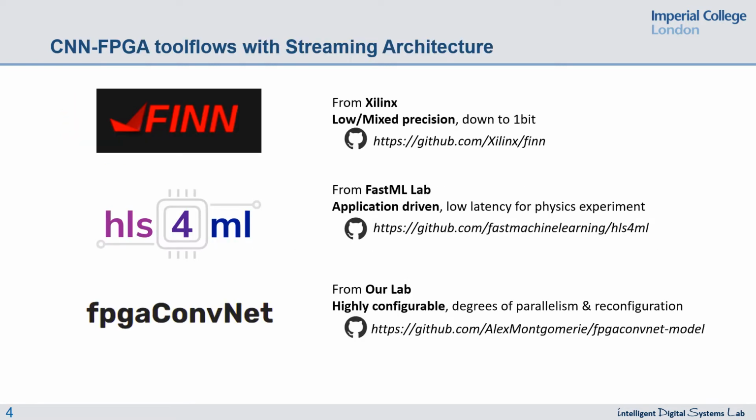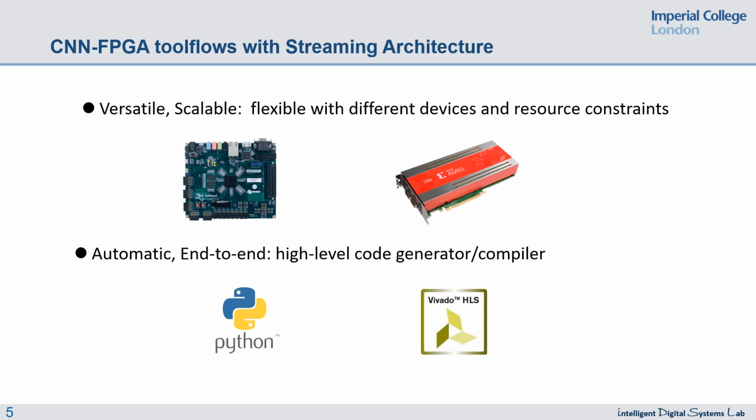One type of work can satisfy all three requirements, which are the CNN-to-FPGA flows with streaming architecture. The slide here lists several examples, which are FINN from Xilinx, HLS4ML, which is from the FastML lab, and finally fpgaConvNet, which is designed by our research group. Let's now have a look at how this type of work satisfies the requirements previously mentioned.